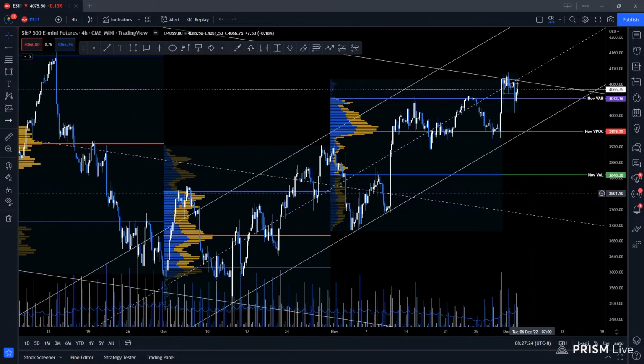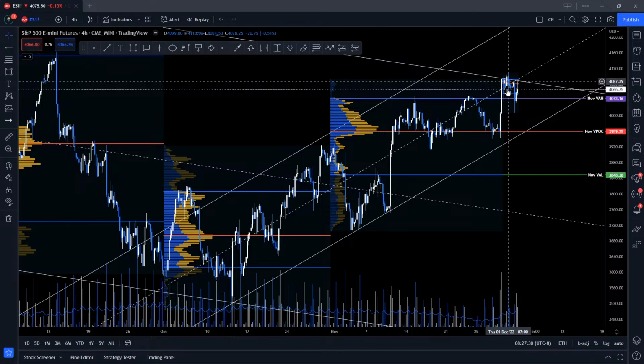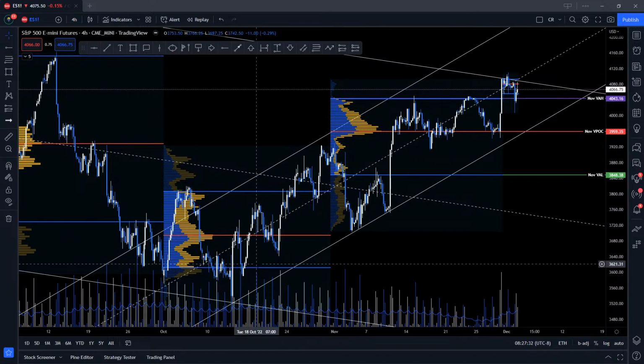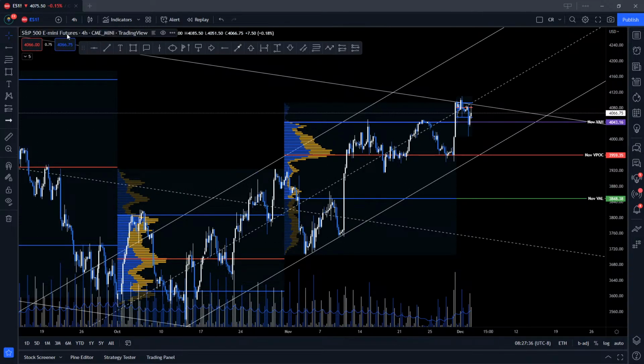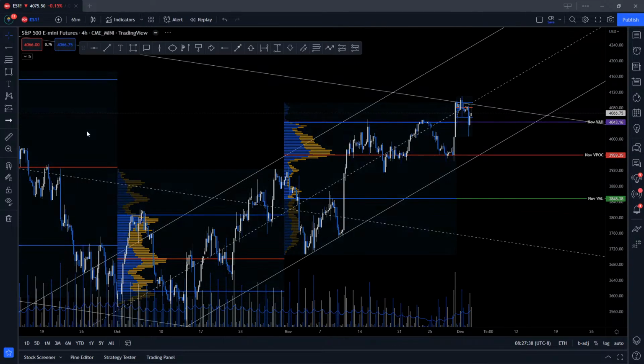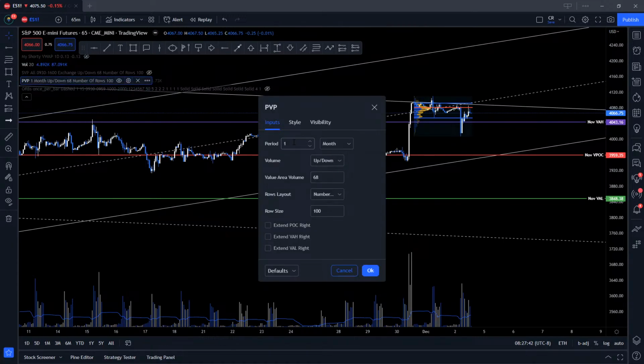So sometimes I will do like the October value area, but right now we're so far away from it. This is not a concern for me. So from here, I drop down to the 65-minute time frame, and I switch my PVP to 7 days.